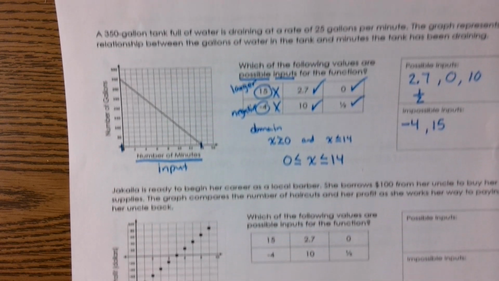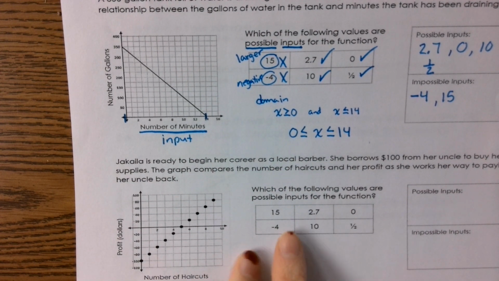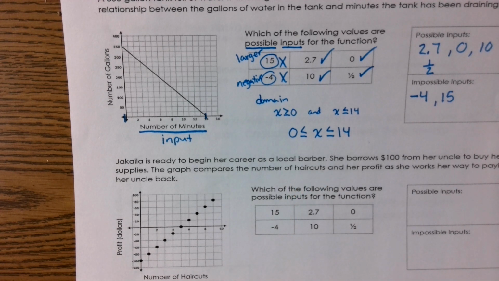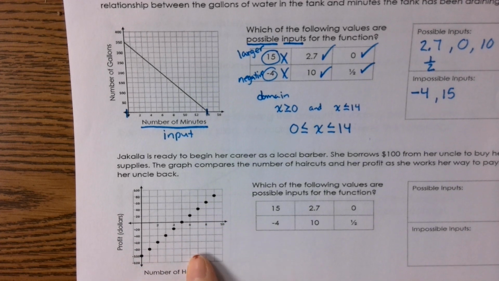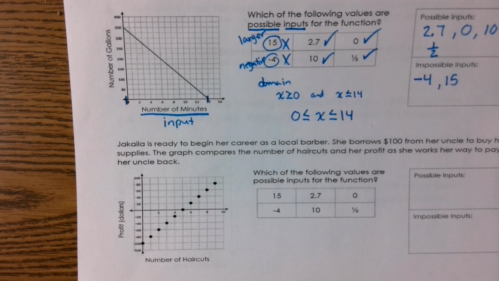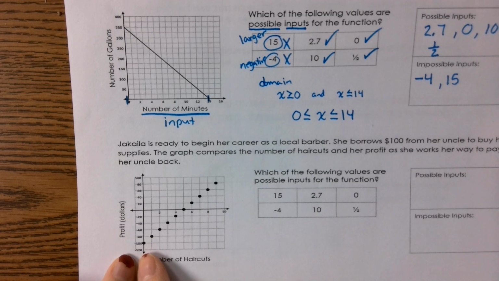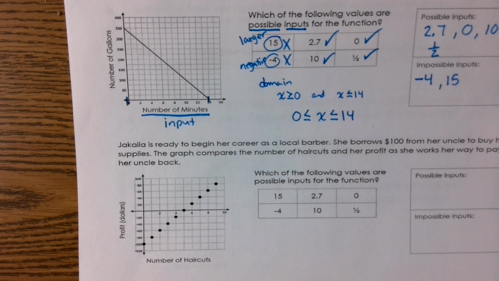Okay, what I want you guys to do now is do the same thing for this problem. In this problem, she is going to do her career as a barber or a hairdresser. She borrows $100 from her uncle to buy her supplies. So that's this graph. The graph compares the number of haircuts and her profit as she works her way to paying her uncle back. So why are we down here in the negatives? Who can tell us why? Why are we in the negatives right now, Cole? She's in debt $100, right?